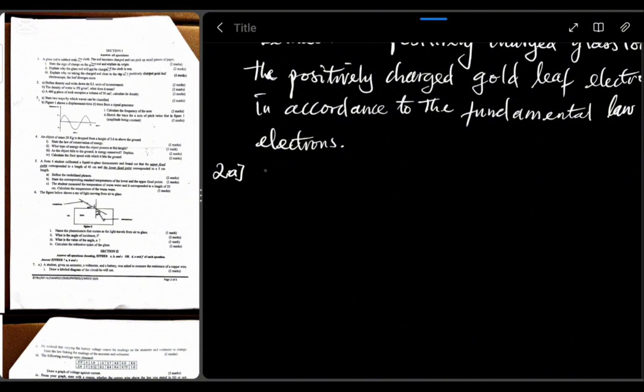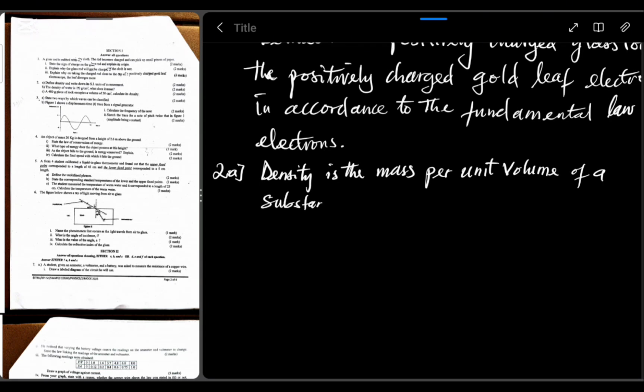Okay, now I will say that density is the mass per unit volume of a substance. Density is a mass per unit volume of a substance, and its SI unit of measurement is kilogram per cubic meter. Though you can also measure density in gram per cm cube, okay, but here we are talking about the SI units of measurement, which is kilogram per cubic meter.